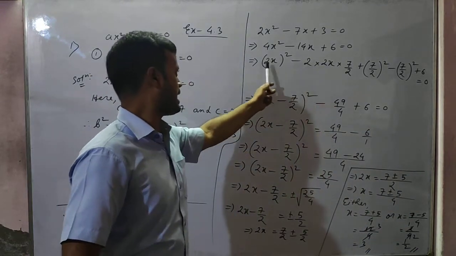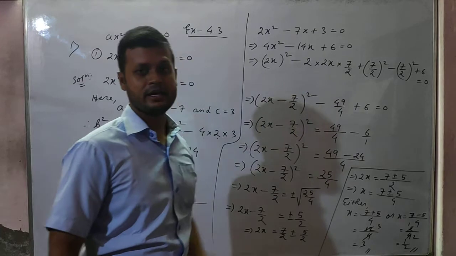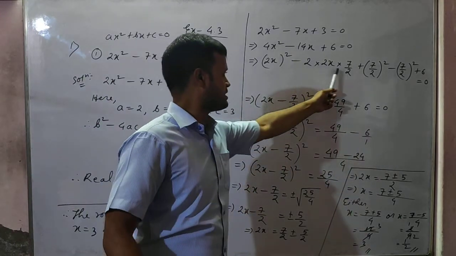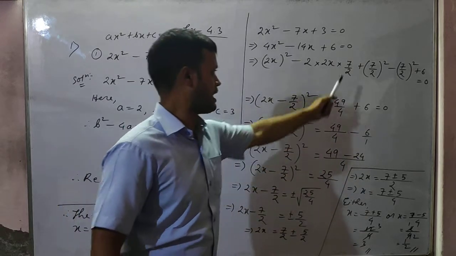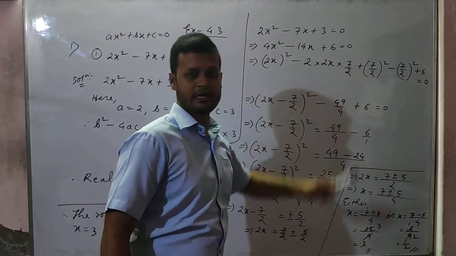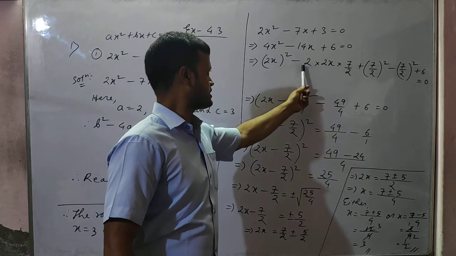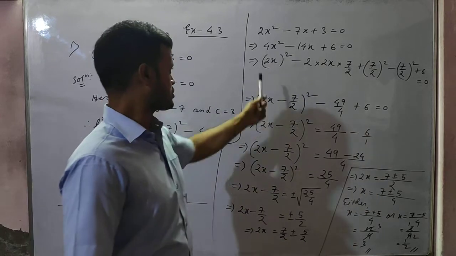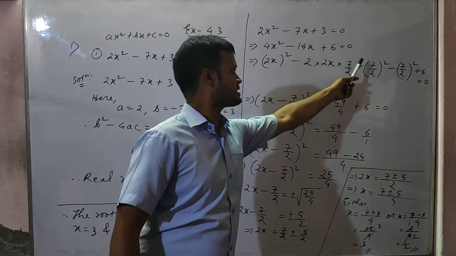So 2 into a means 2x into b. In place of b, you have to put such a value so that on multiplying these three numbers you get 14x. So I have put here 7 by 2. See here 7 by 2 because these 2 and these 2 will cancel. So 7 into 2x will become 14x. So a square minus 2ab plus b square.